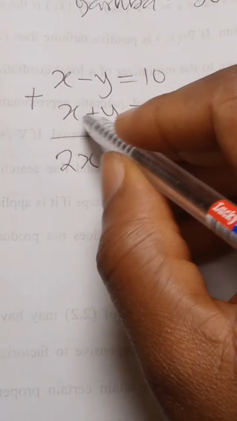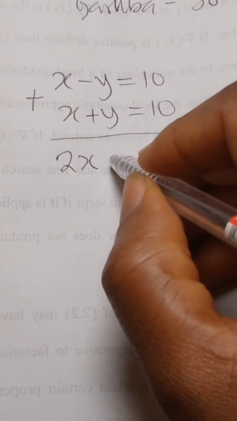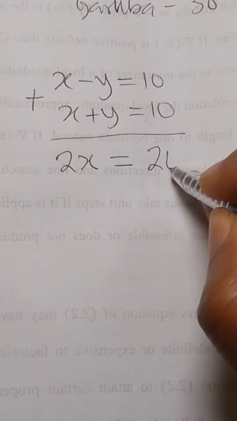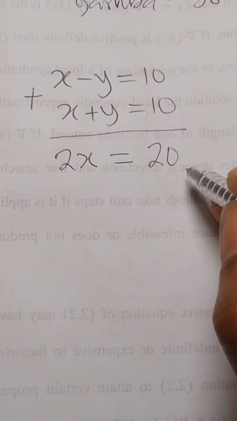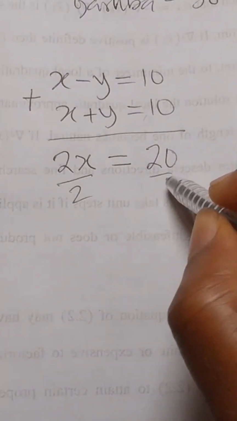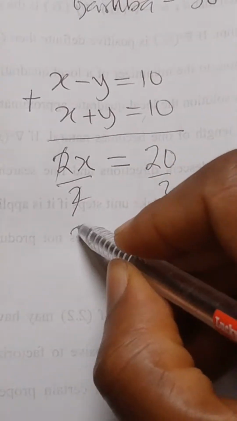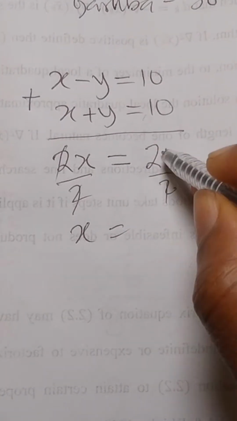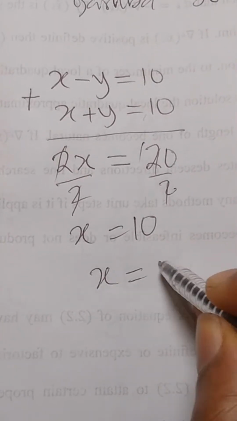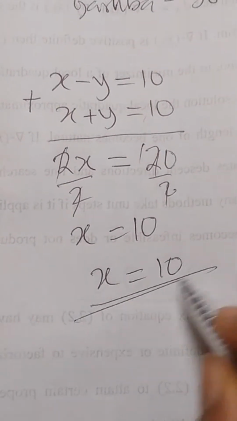Minus y plus y will give us 0, so I'm not going to write anything there. 10 plus 10 will give us 20. You see, 2x is equal to 20. So we're going to divide both sides by 2. The 2 will cancel here, and we get x equals 10. So x is equal to 10.